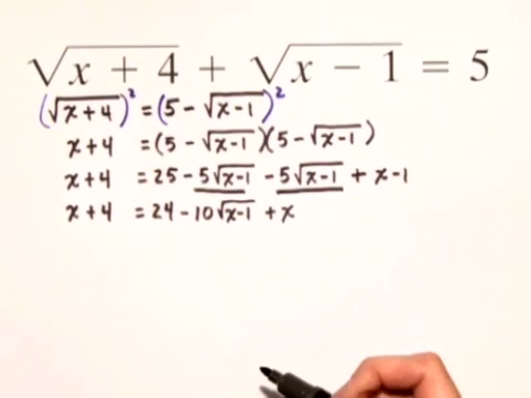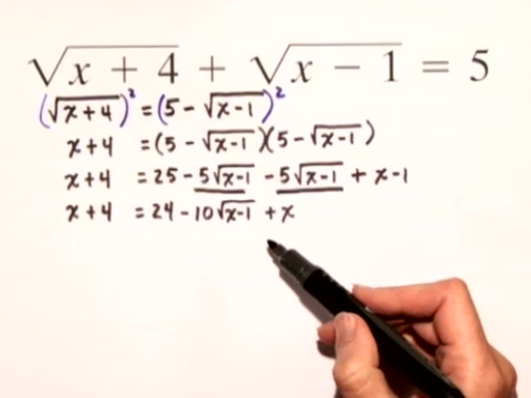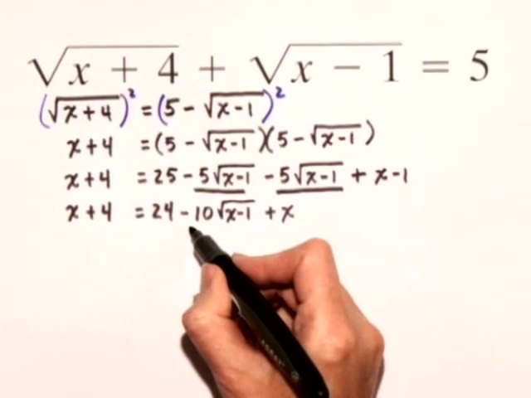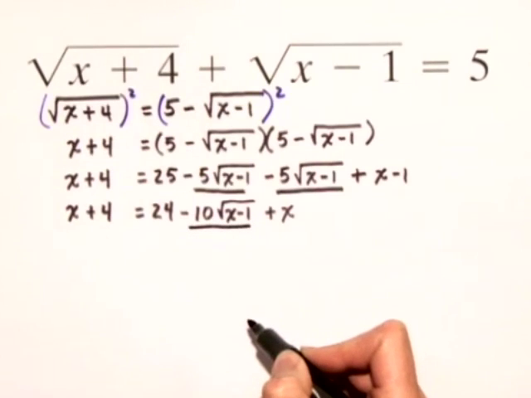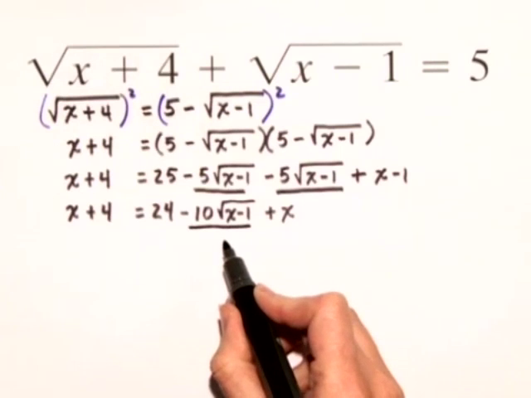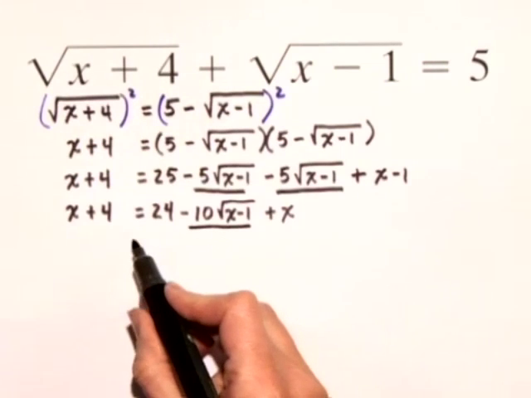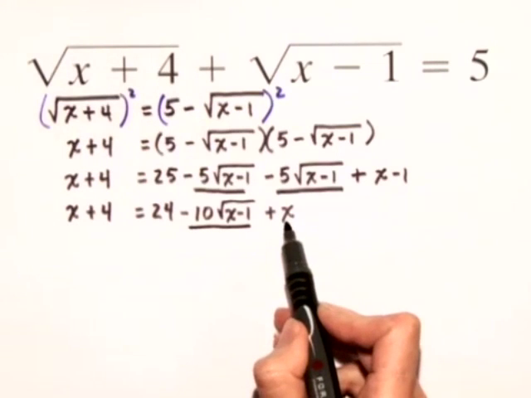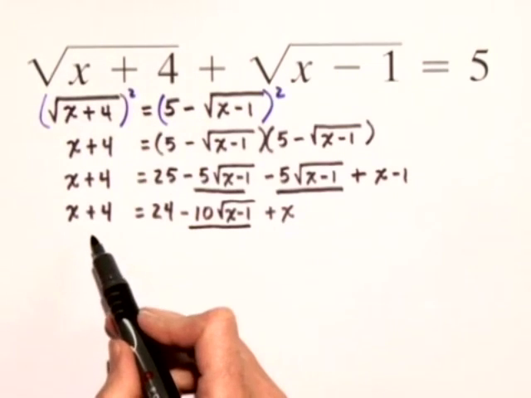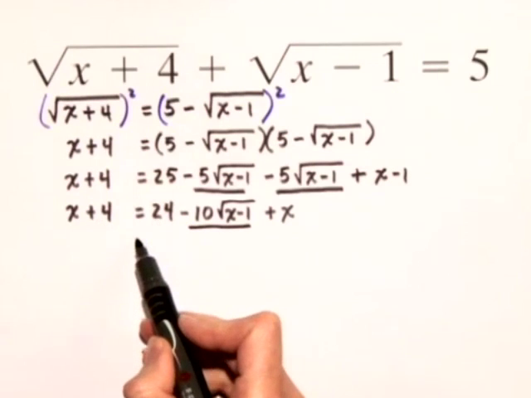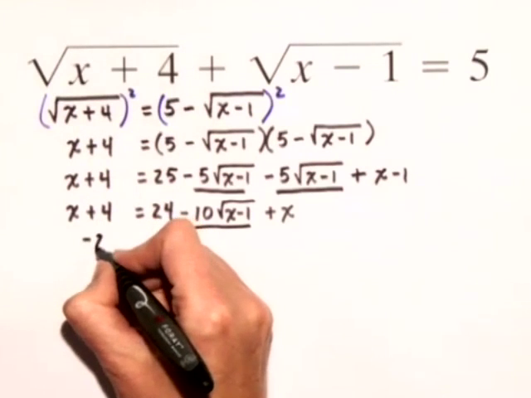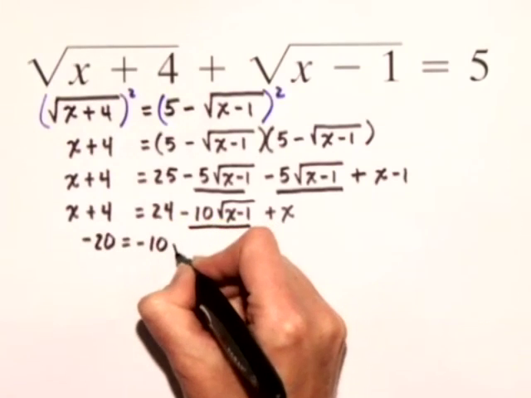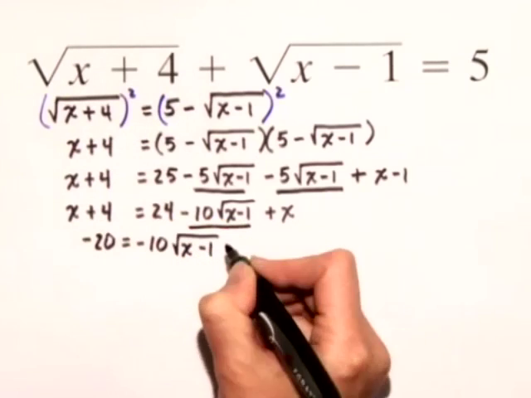Now notice in this case, even though we squared both sides of our equation, we still have one radical left. We have this radical right here, negative 10 times the square root of x minus 1. So I'm going to leave that on the right-hand side and move all the other terms to the left-hand side. So notice, if I subtract x from both sides of the equation, there will be no x term left. I have 4. When I subtract 24, I'll end up with negative 20 on the left-hand side equals negative 10 times the square root of x minus 1.